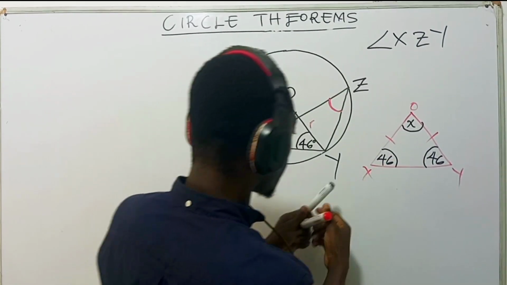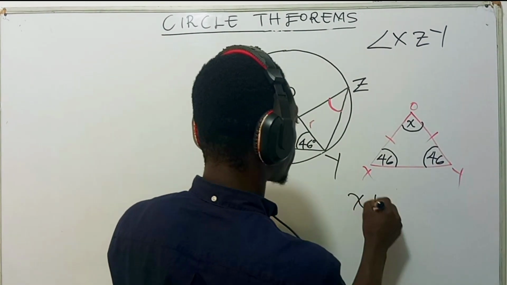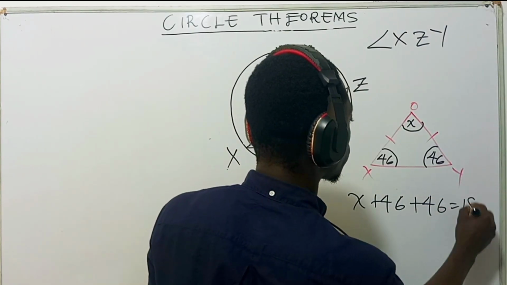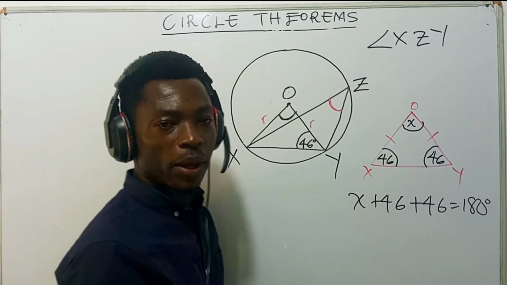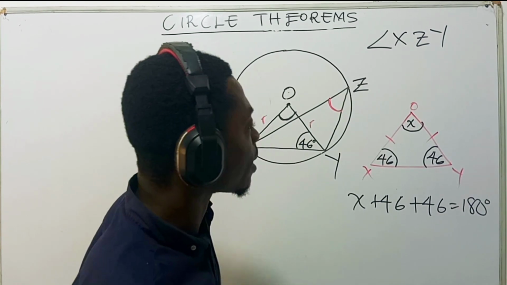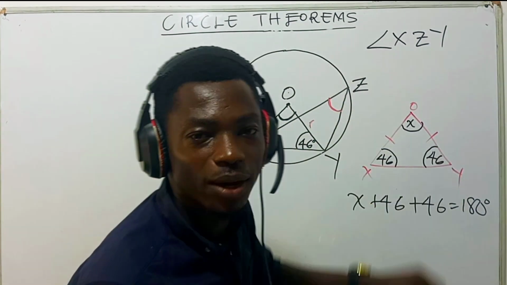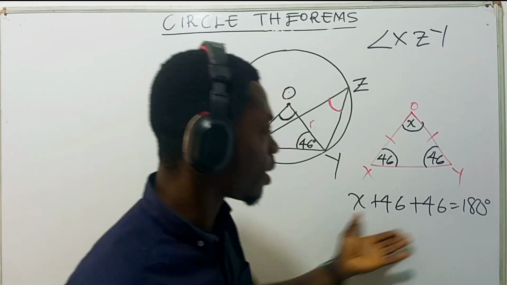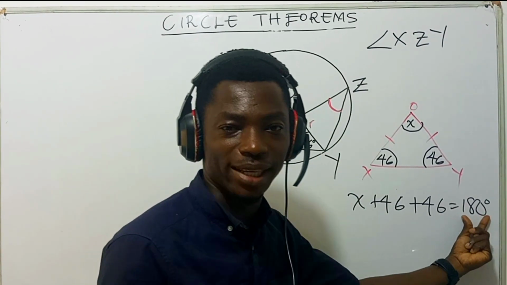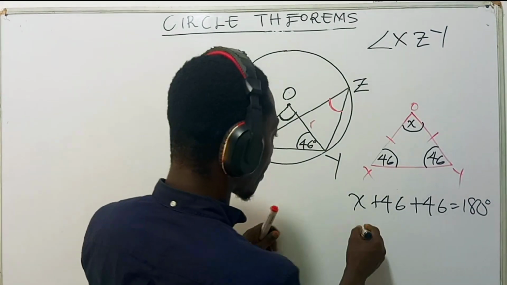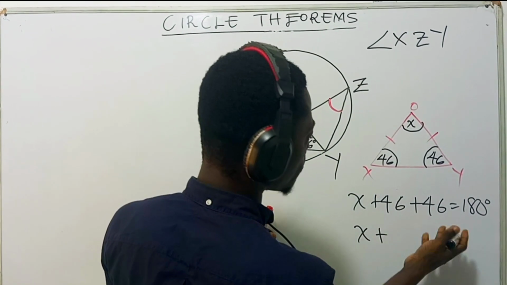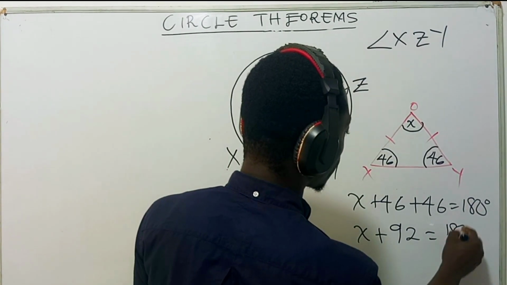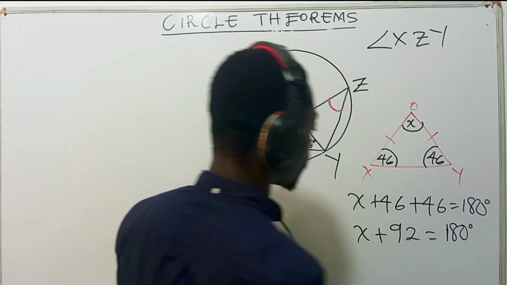All right. So from here, basically, we are saying that X plus 46 plus 46 is equal to 180 degrees. Why? We are having a triangle, and we know that the sum of the interior angles of a triangle is 180 degrees. So this is why we have equal to 180 right here. Then we combine like terms, we have X, then plus 46 plus 46, that is obviously going to be 92, equal to 180 degrees, as simple as that.